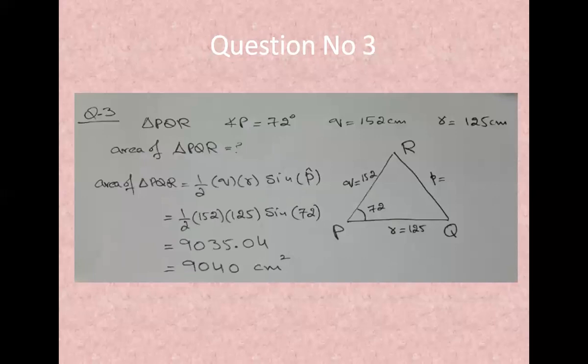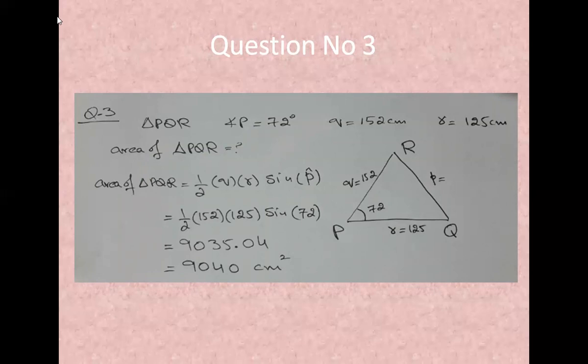So let's move to the next question. I'm reading the question from the book. It says, in the triangle PQR, the angle P is 72 degrees. The q is equal to 152 centimeters and r is 125 centimeters. Find the area of the triangle PQR.